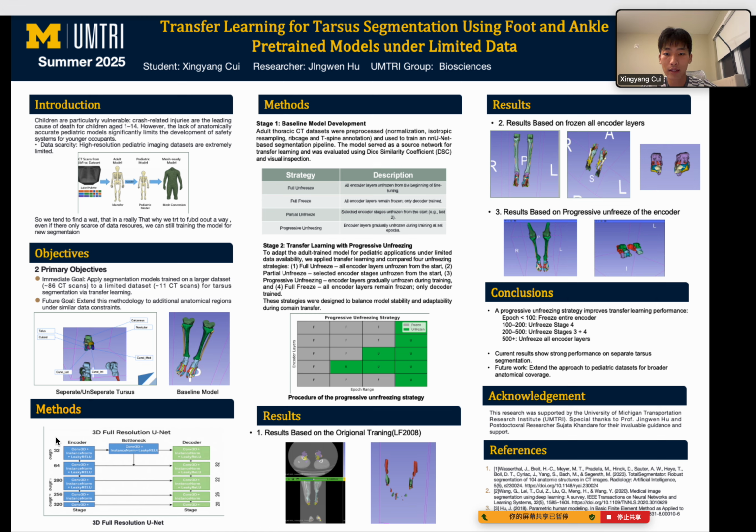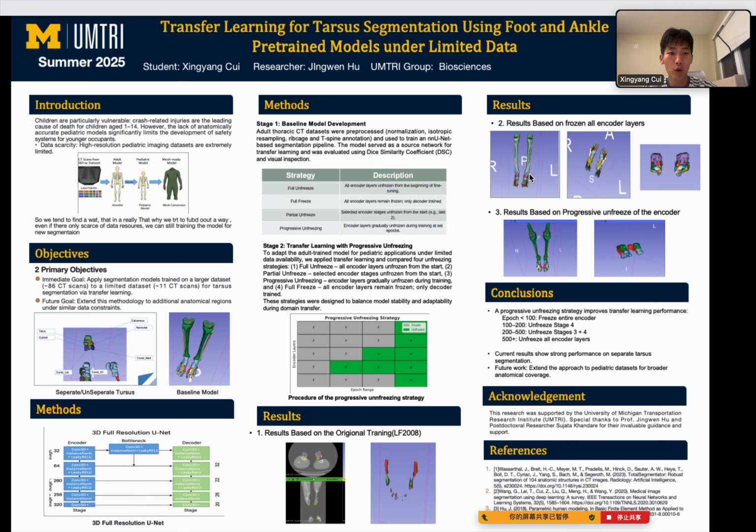For the results, if we only use limited data like 11 CT scans to retrain a new model, you can see the result is really bad. It cannot even identify the bones successfully, like in the middle bottom. In the upper right corner, you can see the results with all the encoder layers frozen. This result is better than before, but some of the bones are still missing some parts, and they did not separate really well, also for the tarsus.